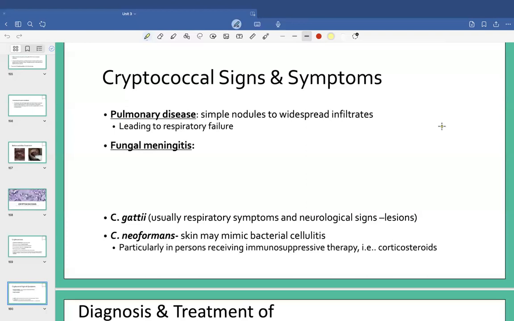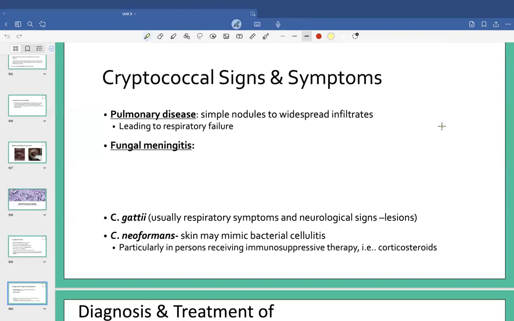Let's see. So Cryptococcus gattii, these patients usually have respiratory symptoms and they may have neurological signs. Cryptococcus neoformans may also present in the skin. So outside of a fungal meningitis, they may also have something that mimics a bacterial cellulitis. We'll look at a picture of that in a second. Typically, this is seen in patients receiving some type of immunosuppressive therapy or corticosteroids, but again, could be in any immunocompromised patient.